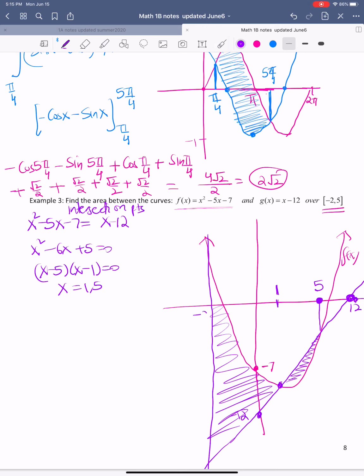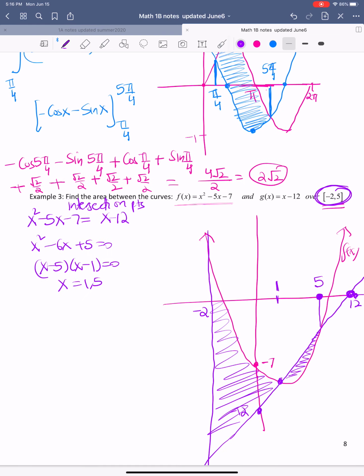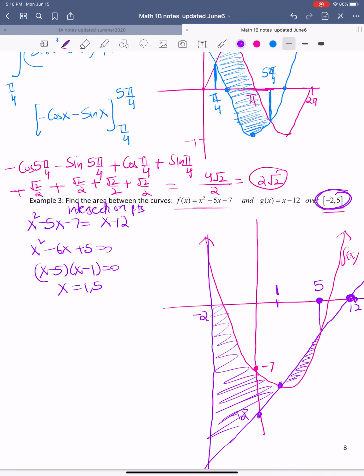But why am I going all the way to -2? Because of the interval that was given to me. I want to find the area over this interval in between two curves. Now the thing about this problem is your top and bottom curves are switching. If you look between -2 to 1 over the x-axis, you have your parabola on the top and the line on the bottom. And if you look from 1 to 5, you have the line on the top and the parabola on the bottom.